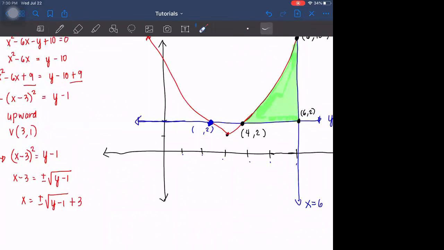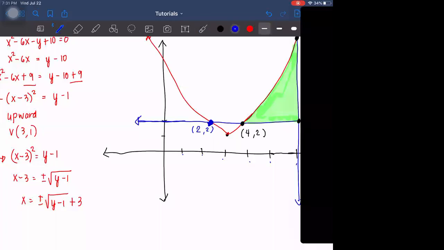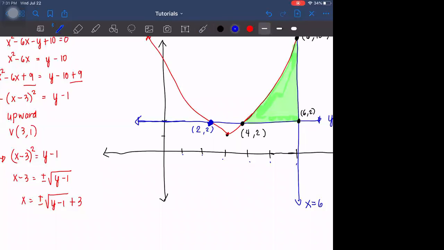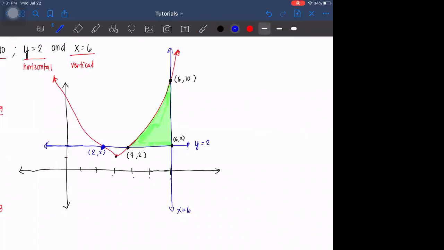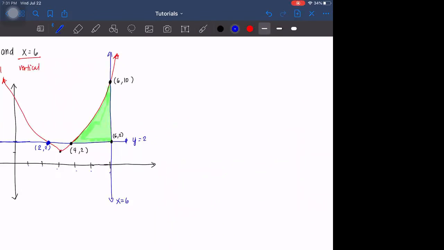Where do we substitute? Here again. But which one do we choose? The minus. Why minus? Because it is on the left. So y minus 1 is still equal to 1, and the square root of 1 is 1, but this time negative. So negative 1 plus 3 is 2. Very good. Do you understand the plus or minus? Okay. What do you choose, a vertical or horizontal strip?